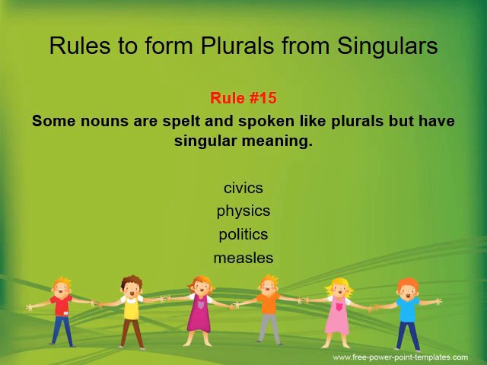Politics. Measles. So these nouns are spelled like plurals, but they have singular meaning, and there are several other nouns. For example, mathematics, electronics, billiards, droughts, mumps, etc.